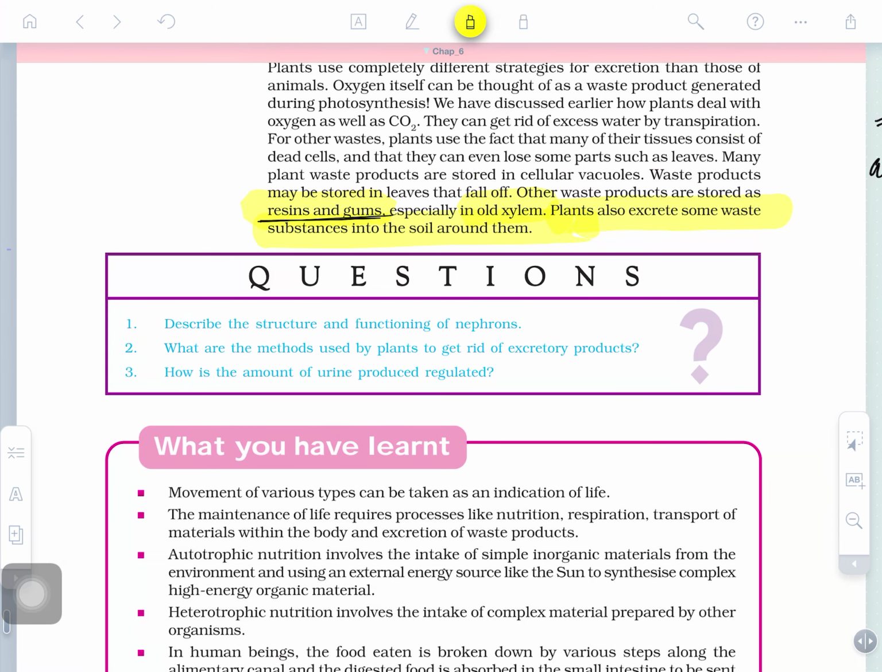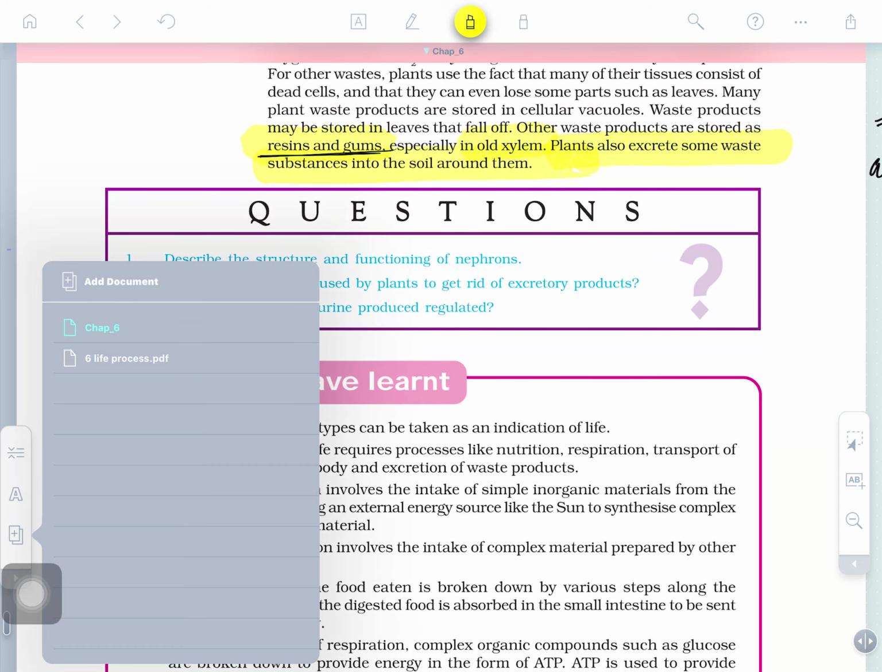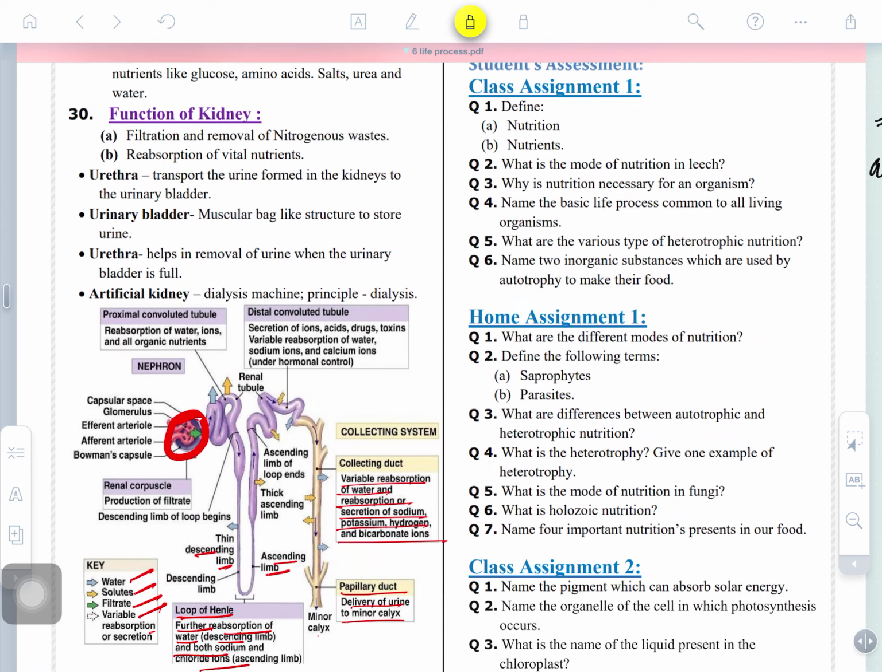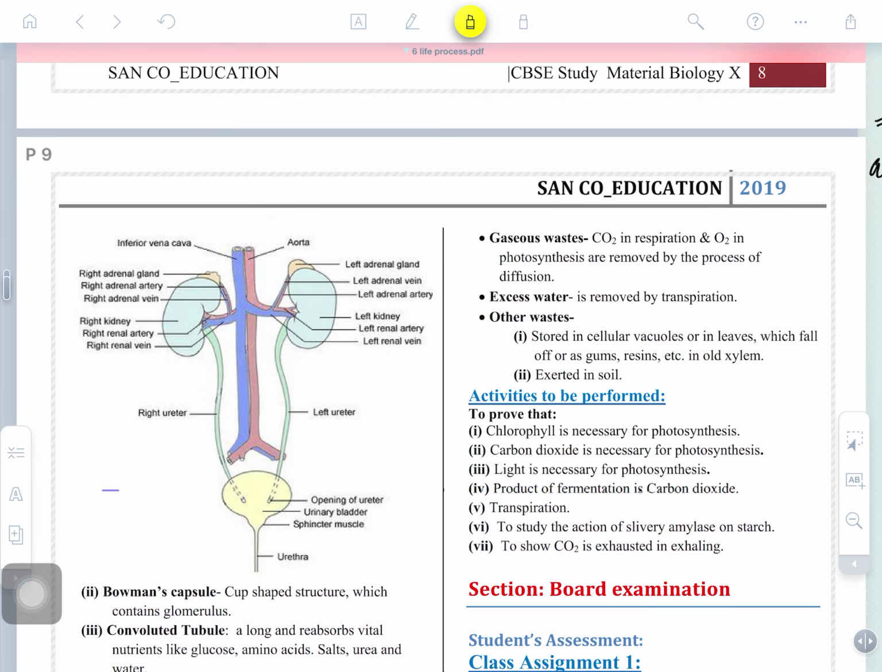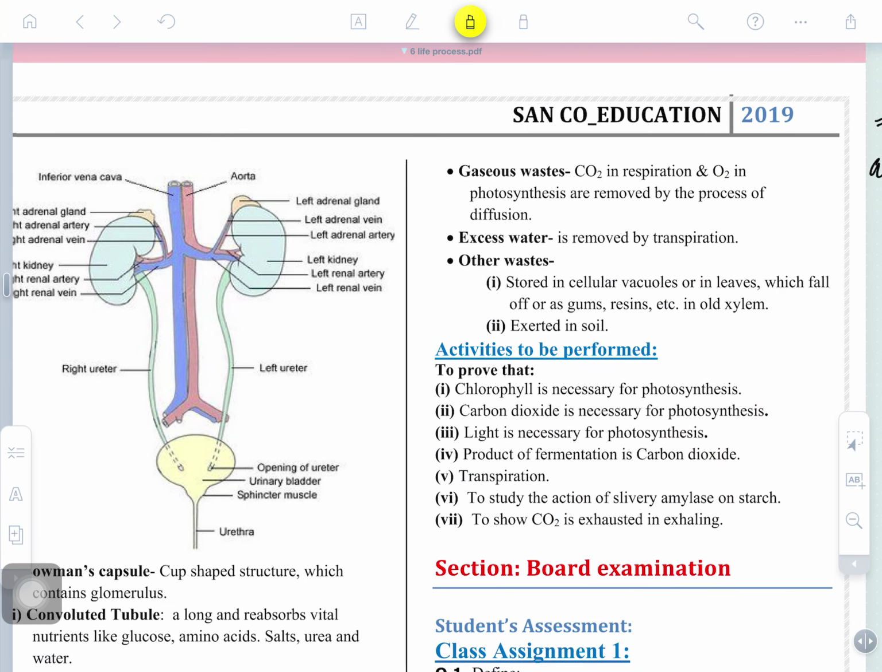So along with this, you have understood the process of excretion in plants. In the study material, great details have also been given here. You may just see this. The gaseous waste of a plant is oxygen, and in animals it is carbon dioxide.